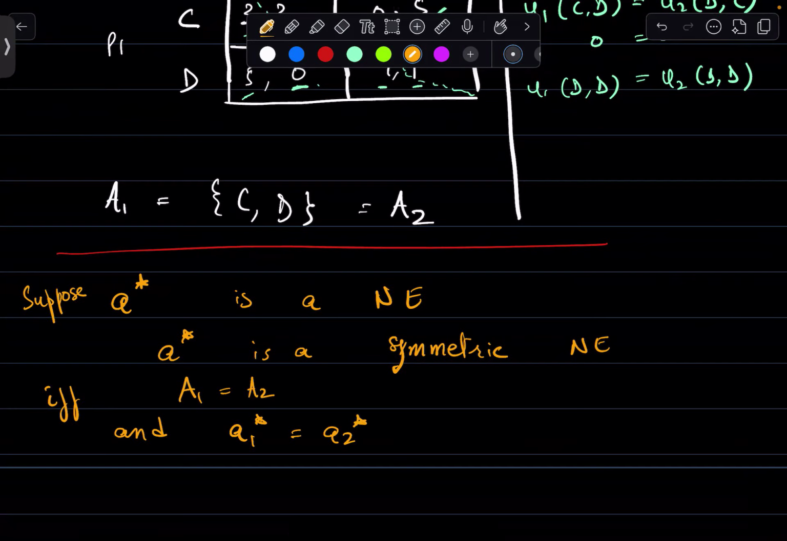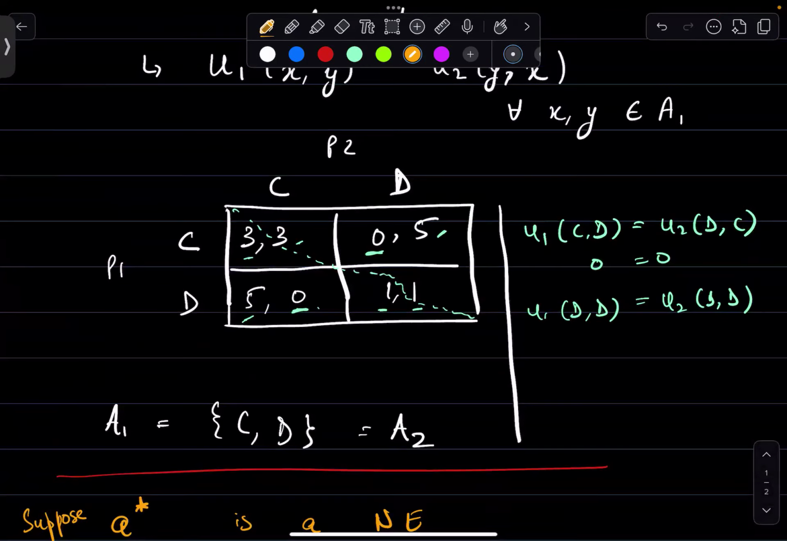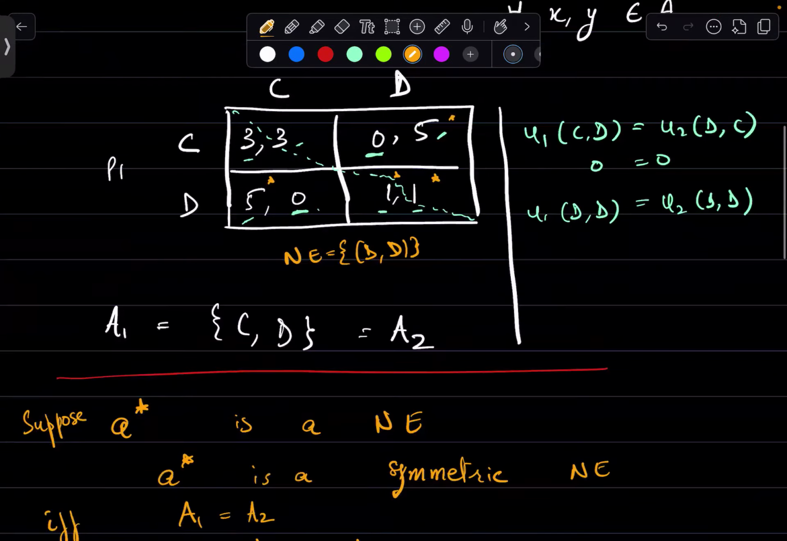All right, so for A star, the action profile, to be a symmetric Nash equilibrium, well, first, it has to be a Nash equilibrium. But then it also has to satisfy two additional conditions, which is that the action sets have to be the same, so capital A1 has to equal capital A2. And the second is that the action chosen in equilibrium has to be the same. So if you go back to the prisoner's dilemma game and map out the best responses, the Nash equilibrium, which is D comma D, is a symmetric Nash equilibrium.